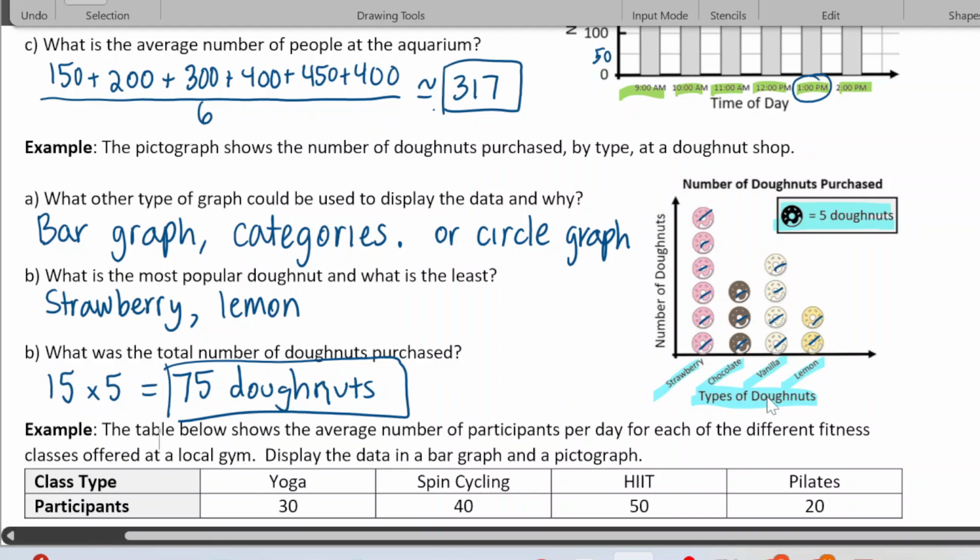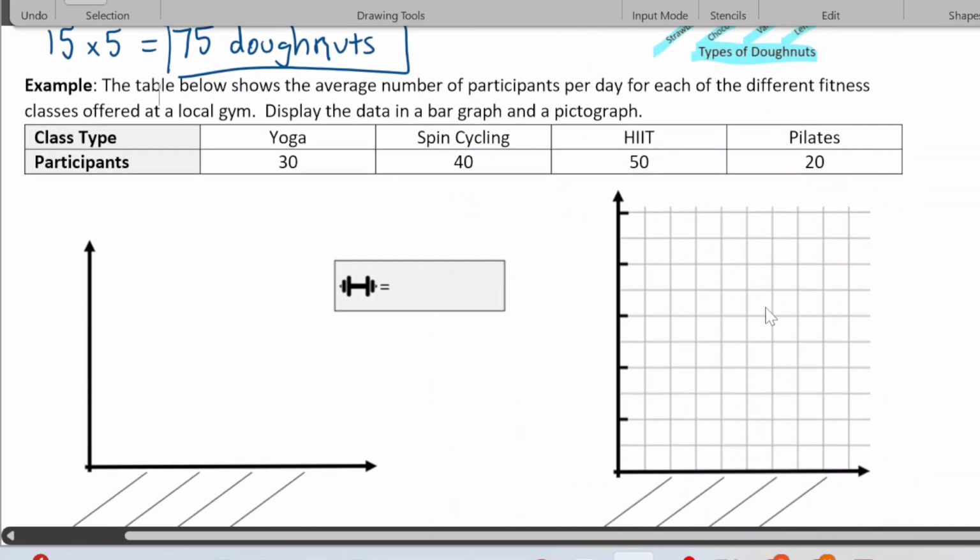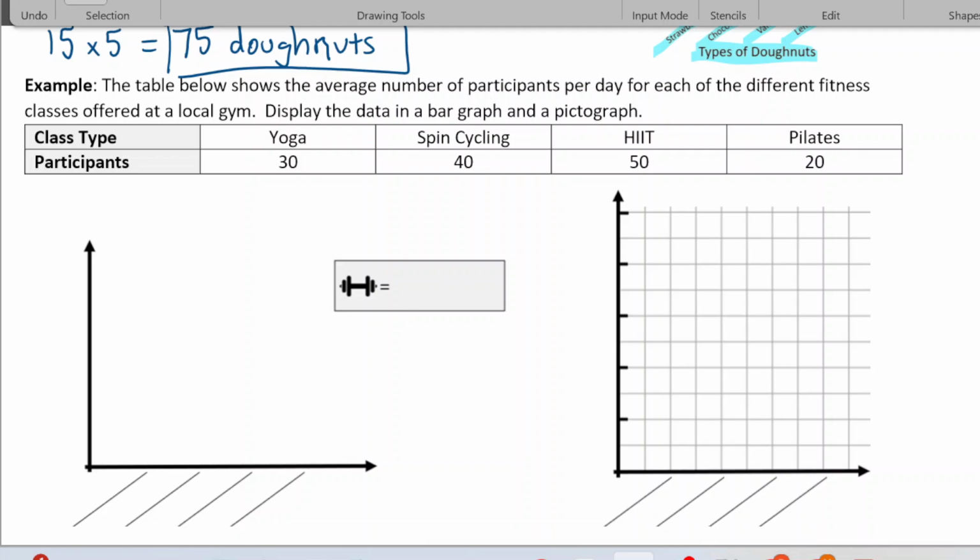Okay, let's look at an example. Let's make one. Okay, so we're going to make 2 different graphs for the same data set to kind of see the difference. Okay, so the table is going to show the average number of participants per day for each fitness class offered at a local gym. Display the data in a bar graph and a pictograph.